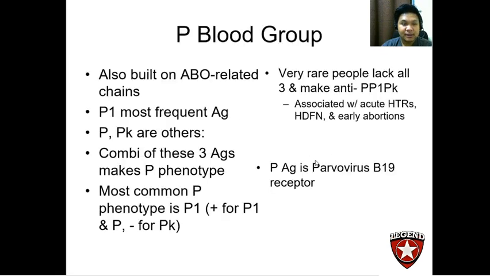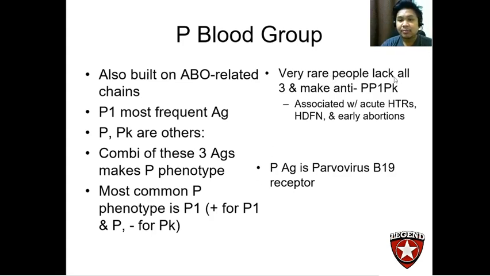The P blood group system is also ABO-related. The antigens are built on ABO-related chains. The most frequent antigen belonging to this blood group system is your P1 antigen. Other antigens belonging to this blood group system include your P and Pk. A combination of these three antigens makes the P phenotype. The most common P phenotype is your P1. So your P1 phenotype is positive for both P1 and P antigen, but negative for the Pk antigen.